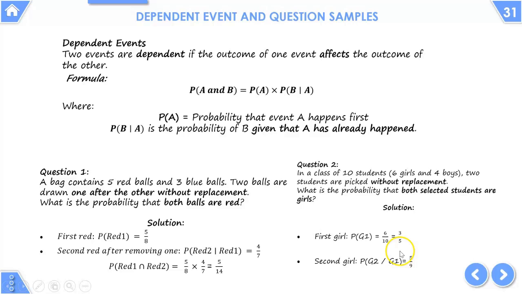Now the second girl is chosen at the expense of the first one out of the class, which means it has been affected. So the number of girls will not be 6 anymore; there will be 5 now, and the total number of students in the class will be 9. So 5 out of 9. To find the probability that both are girls, you multiply the two together. That gives you 15 out of 45, which simplifies to 1 out of 3.